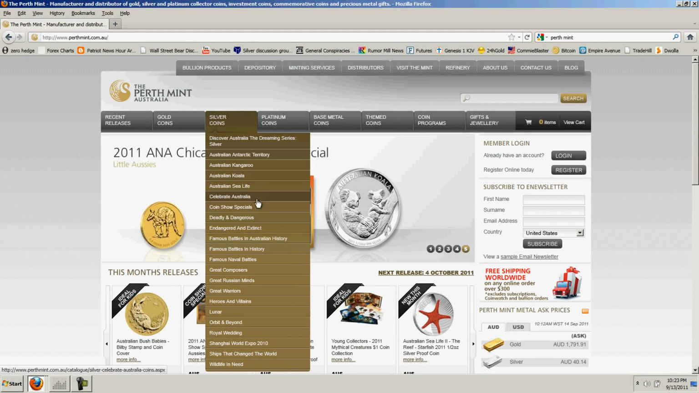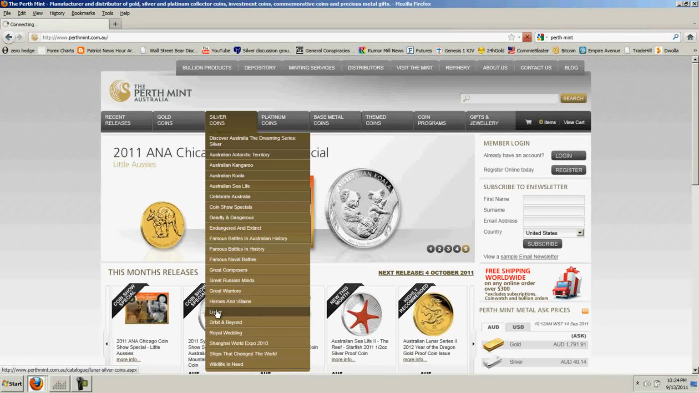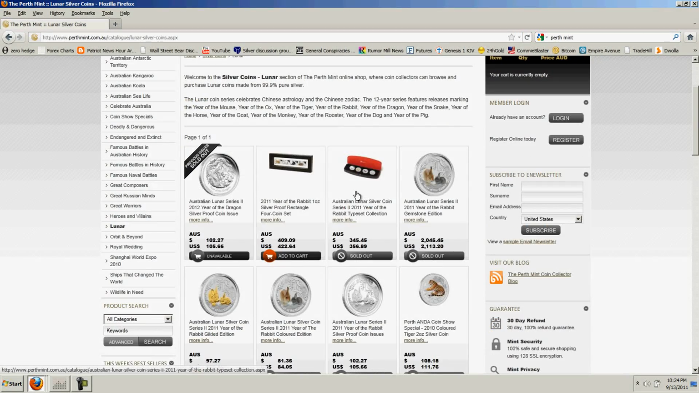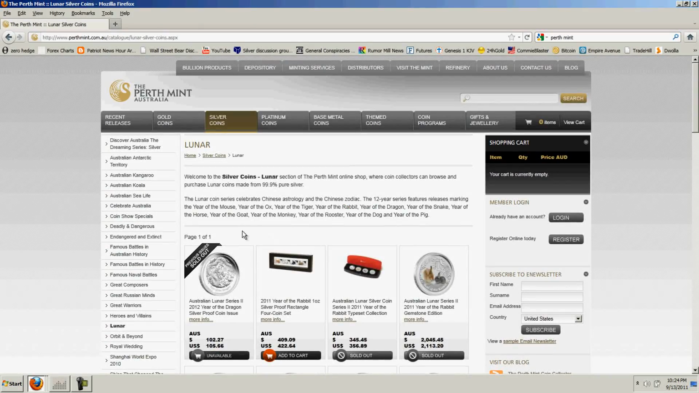there should be a Lunar Series in here. Here it is. We're going to choose Lunar. So you can see the description. Welcome to Silver Coins Lunar section. The Lunar Coin Series celebrates Chinese astrology or the Chinese zodiac. The 12-year series features releases marking the year of the mouse, etc., etc., etc.